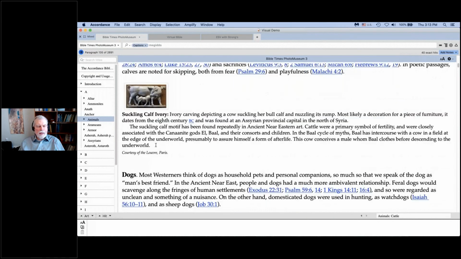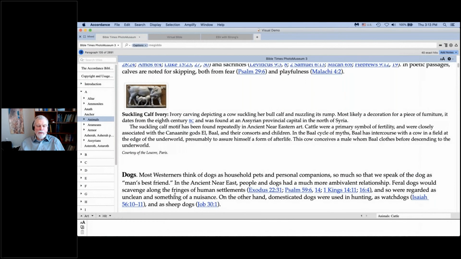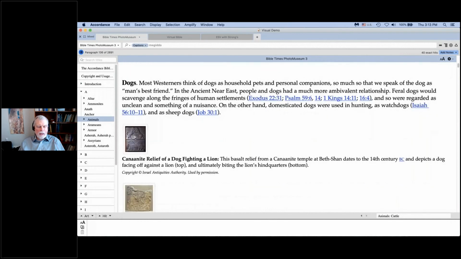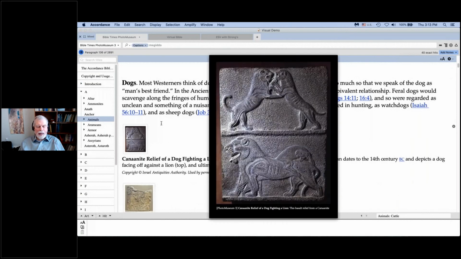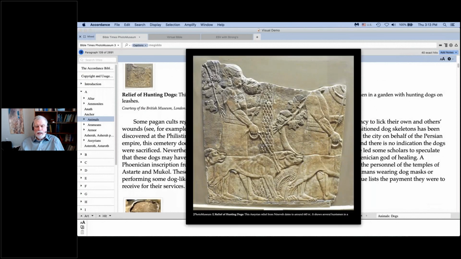This is a very interesting carved ivory of a cow with a calf. Very nice little carved ivory. Then we have dogs. Here's a dog on a Canaanite relief fighting a lion. And here's hunting dogs that the Assyrians used when they were out hunting.